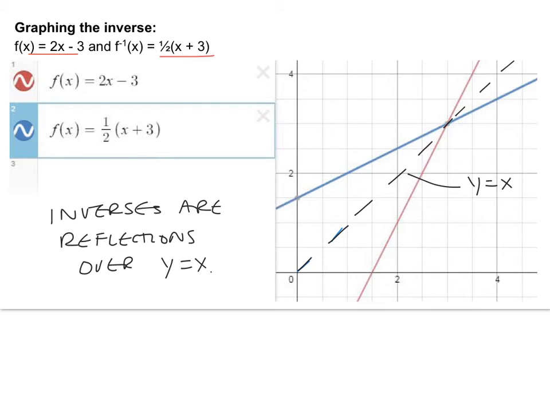And so if I look at this point here, this is (2, 1). The reflection over y equals x, well, I'm going to go straight across at a 90-degree angle across this line, and (1, 2) is on there. So they interchange x and y coordinates.